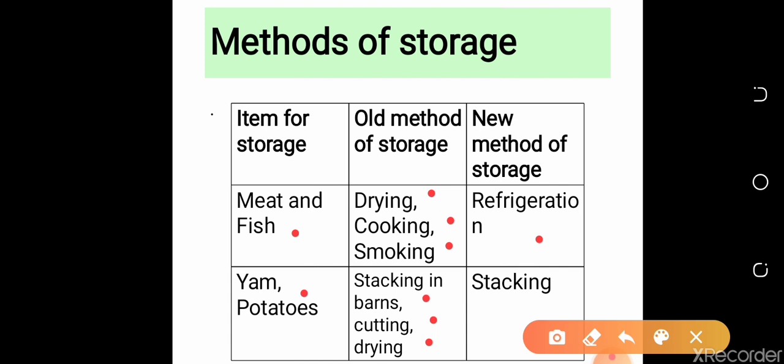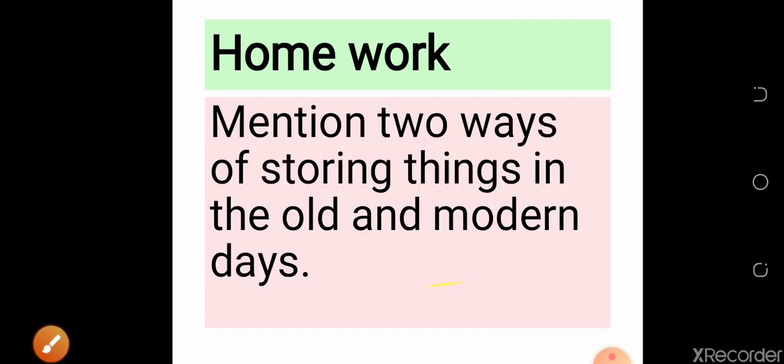But now the new method of storage is by stacking them in your storeroom. Now most houses have a storeroom close to their kitchen, where they keep their food items. So now you can just stack your yam or your potato in your storeroom, and beetles cannot come close to it because there is no sand or there is no bush there. I hope you understand.